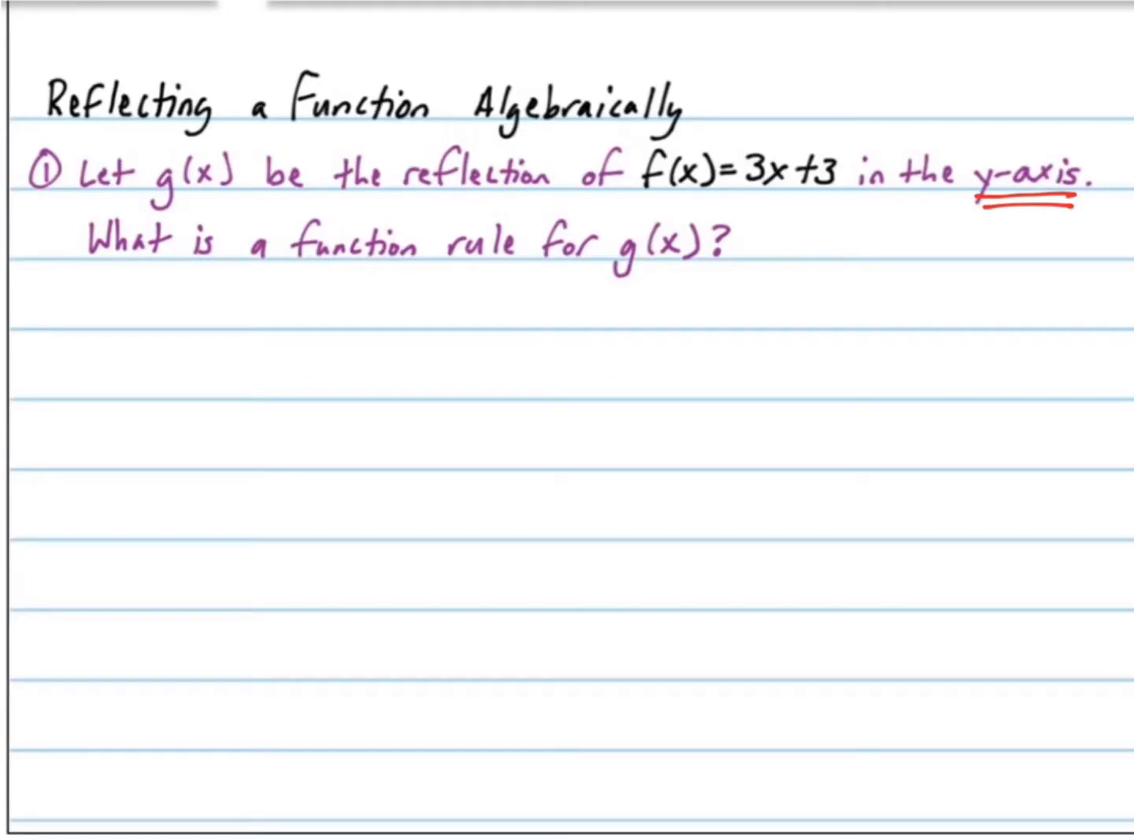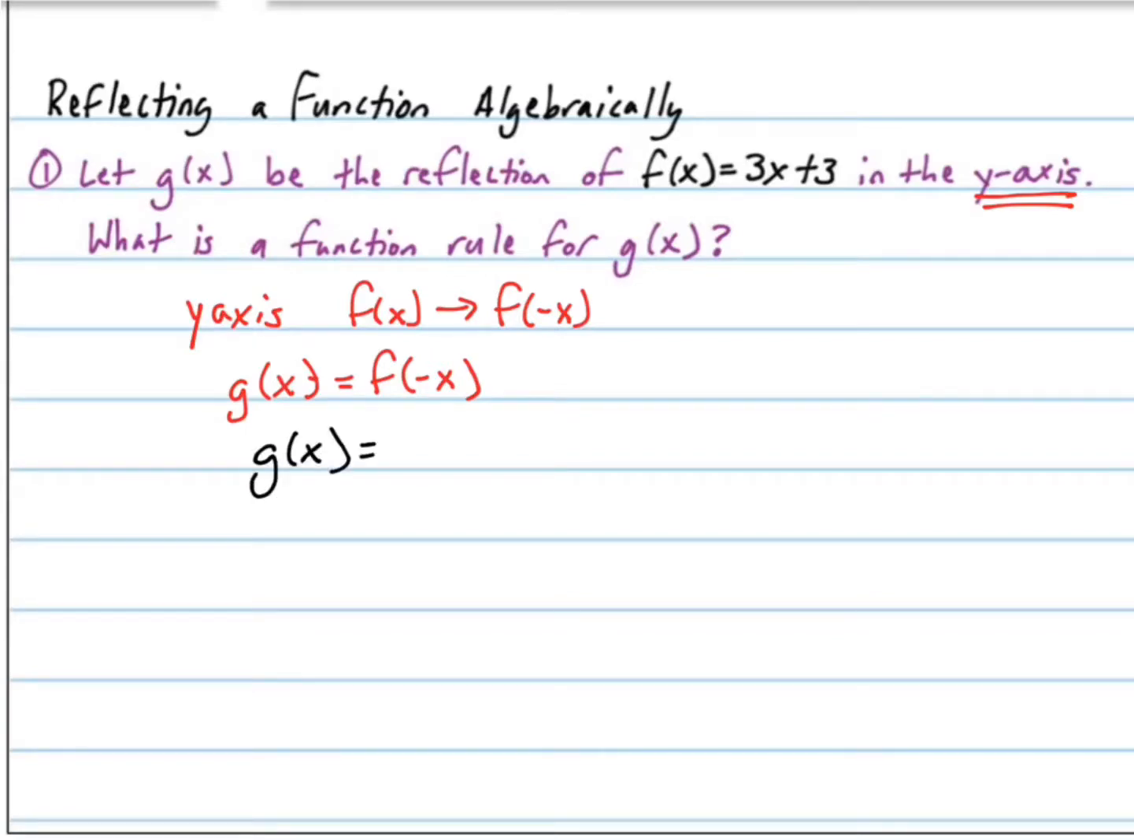Or if you remember from previously, we know that when you reflect over the y-axis, you're really going from f of x to f of negative x. So that means in this case, g of x should equal f of negative x. So what this means is we're looking for g of x.